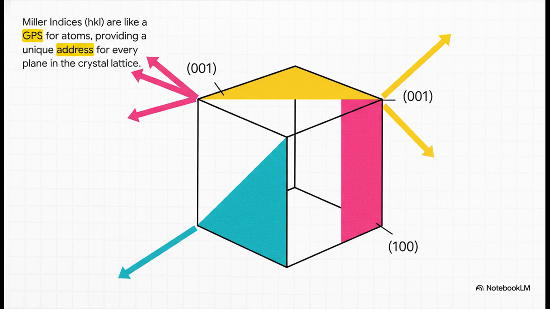It's this brilliant little notation that gives us a unique 3-digit address for any possible flat plane you could slice through the crystal. And this is so important in the real world. You know how a diamond cutter can cleave a diamond perfectly? They're not just guessing.